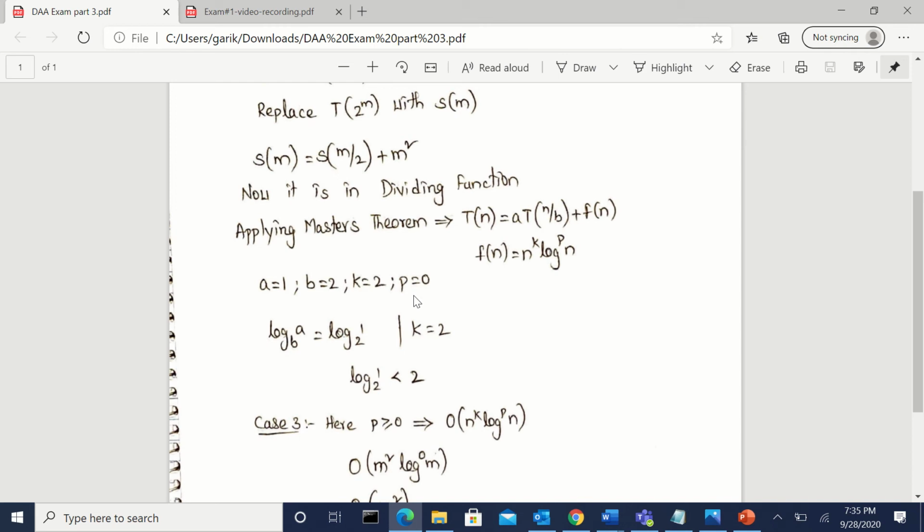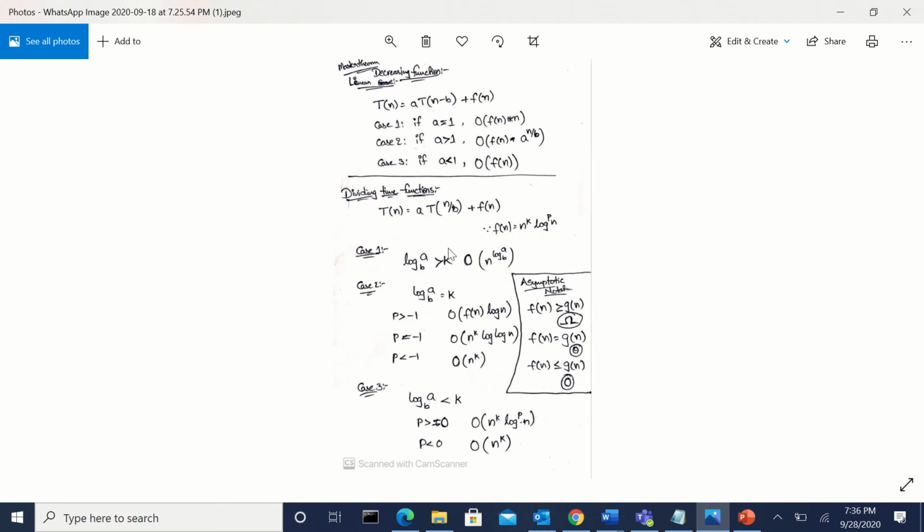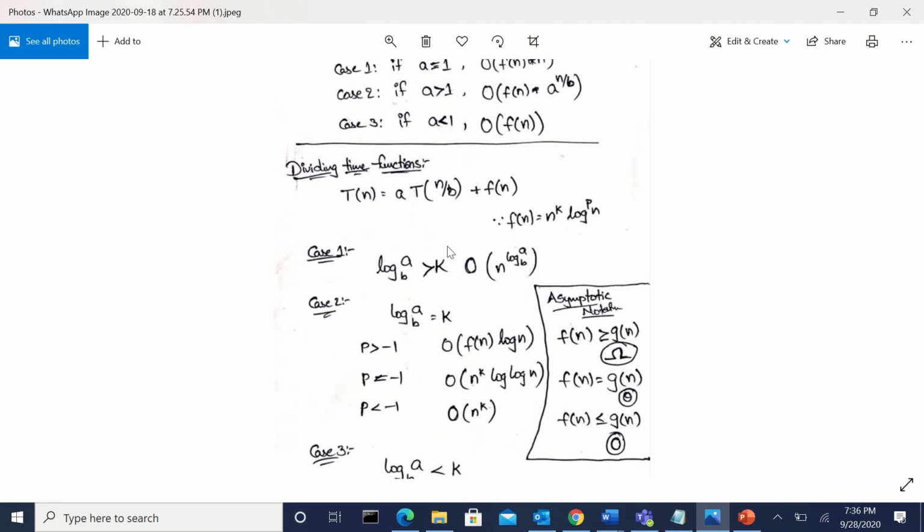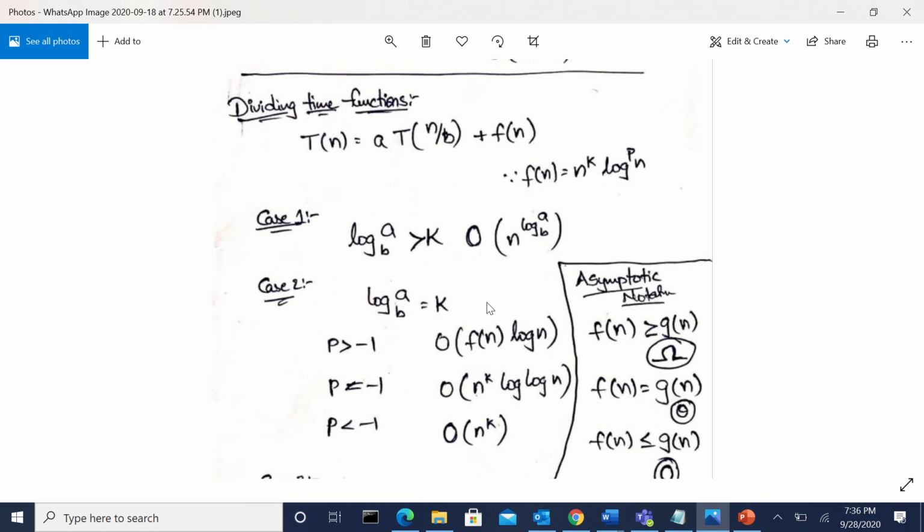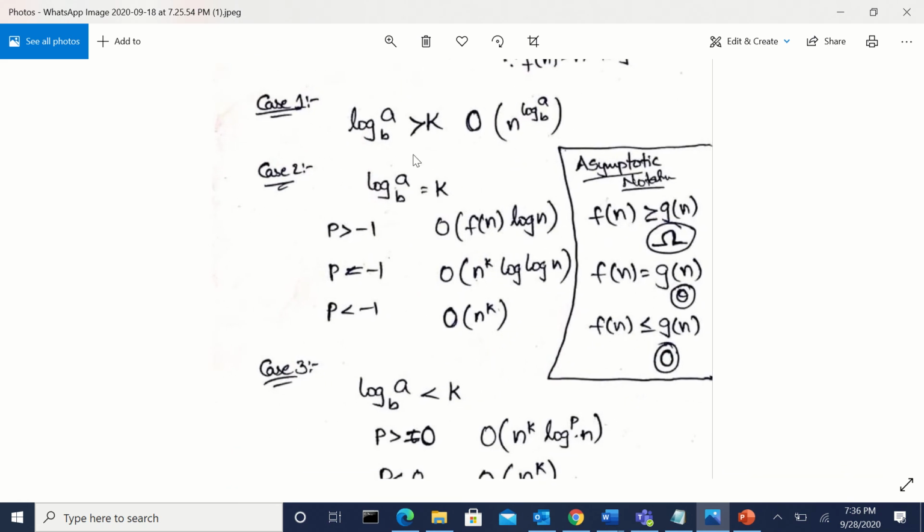As we know this is in this format, now we have to calculate log a base b and compare the log a base b value with k. Then we can say under which case of the master theorem the function comes. If you see here, this is the master theorem. Here we have the formulas. If the log a base b value is greater than k, then it is order of n^(log a base b).